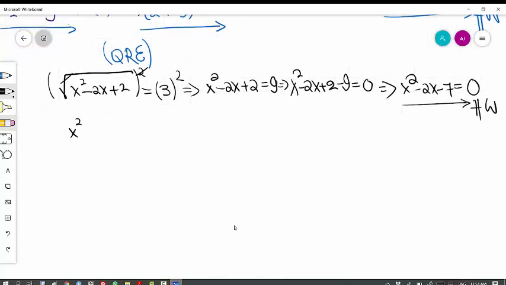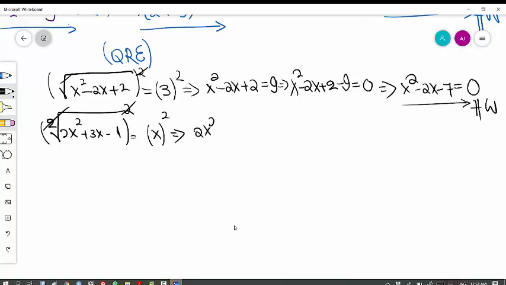Second example: 2x squared plus 3x minus 1 under the second root is equal to x. Now, in order to solve this quadratic radical equation, I raise everything to the power 2. This 2 and this 2 are cancelling out each other. From here, I have 2x squared plus 3x minus 1 is equal to x squared.